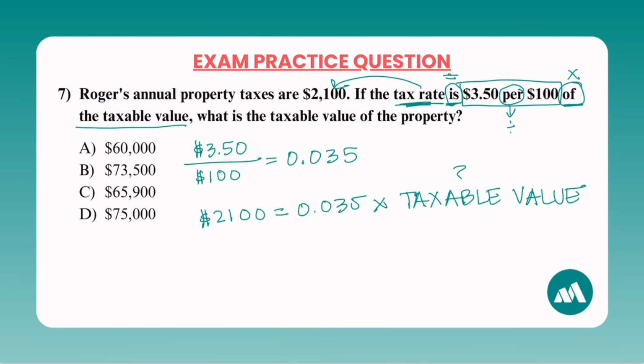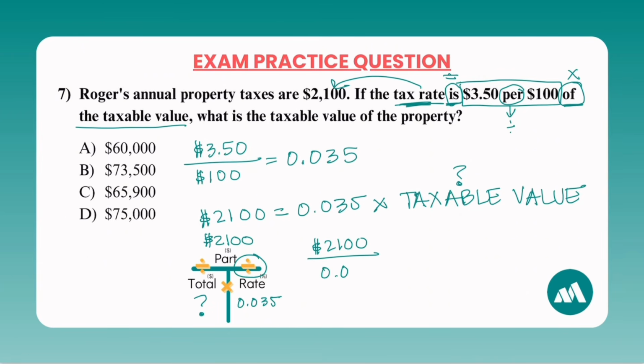So they want us to find the taxable value. So what we could do is take out the T-chart, because the taxable value would be this total amount. We put the part of 2,100 in the top and the rate of 0.035 in the rate column. And we see that now we just have to divide. So $2,100 divided by 0.035 is going to equal $60,000. So the answer here is A.